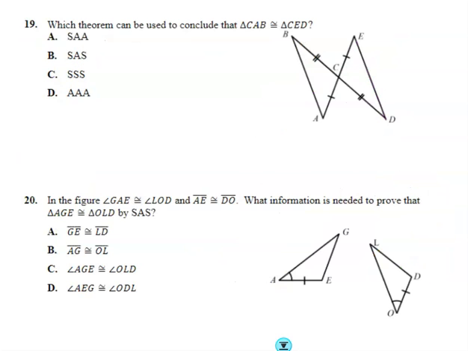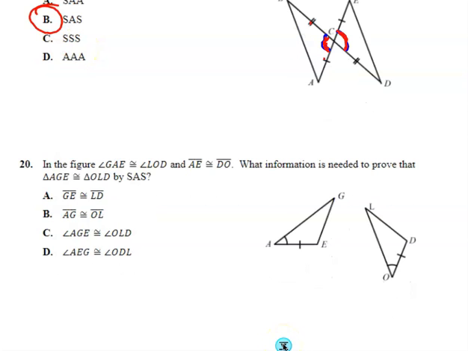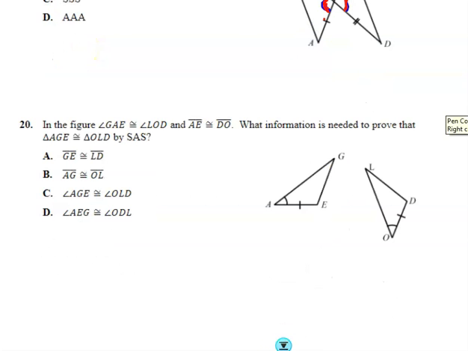All right, number 19. Which theorem can we use to conclude? Well, I know that these two angles are congruent because of vertical angles. So please don't just make up sides because they're there. You have to prove it for a reason. So side, angle, side. The angle is in between the two sides. So there we've got some SAS. B.